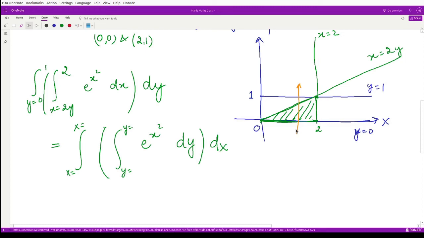So for this changing value of y, your lower limit would be the one where this arrow enters our given region. At this point, what is the value of y here? We have the value of y as 0 here. And at this point, what is the value of y? The y value is obtained from the equation of this line, and the value of y from this equation is obtained to be x by 2.